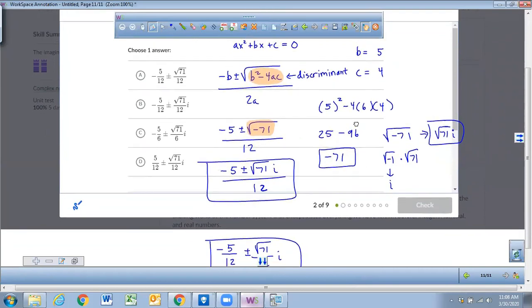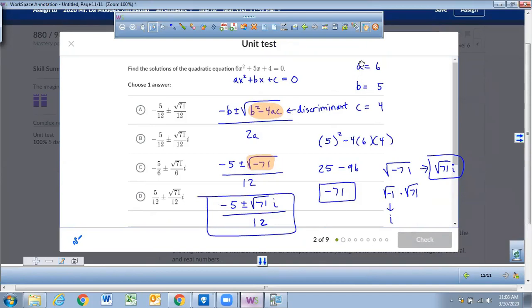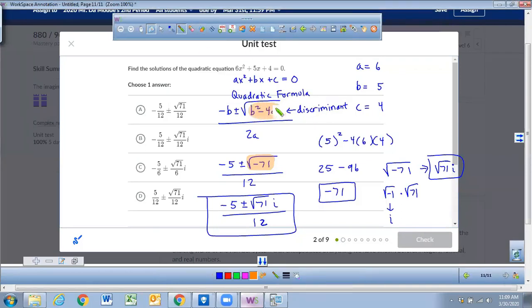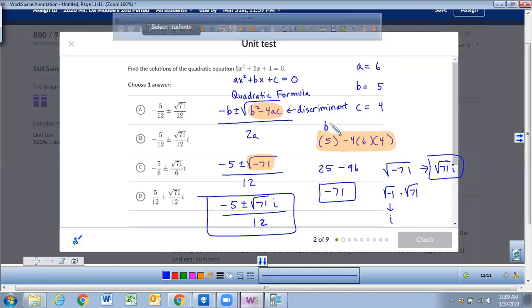All right, so what's the first thing I want you to do? First thing I want you to do is identify what? A, B, and C. What do all quadratic equations have before you use the quadratic formula? By the way, this is the quadratic formula. I'll write it up here while you're taking notes. Quadratic formula. First thing you find in your quadratic formula is your discriminant. And this is what I found our discriminant to be: B squared minus 4AC.